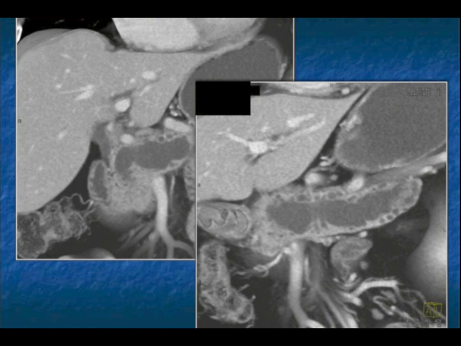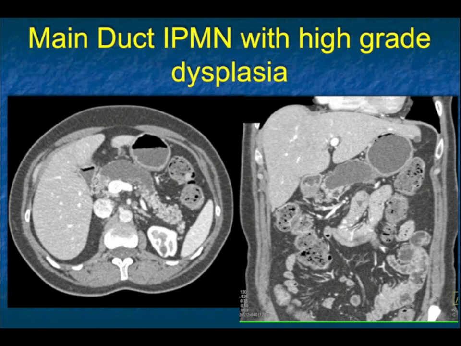When you see a pancreatic duct that's over a centimeter and even 8 millimeters, you've got to be thinking main duct IPMN. Those patients will get ERCP, the fluid will be sampled. Invariably, it will come back with a moderate to high-grade dysplasia at a minimum.